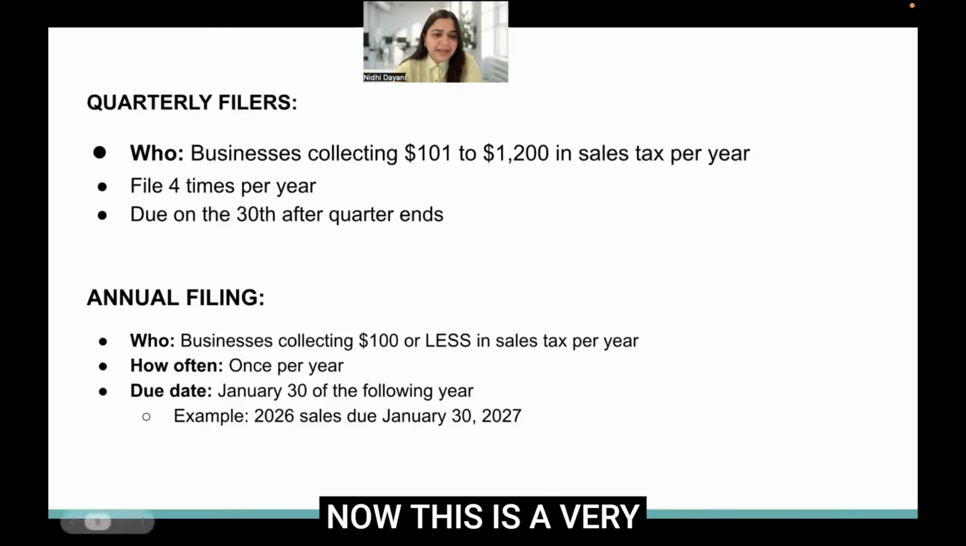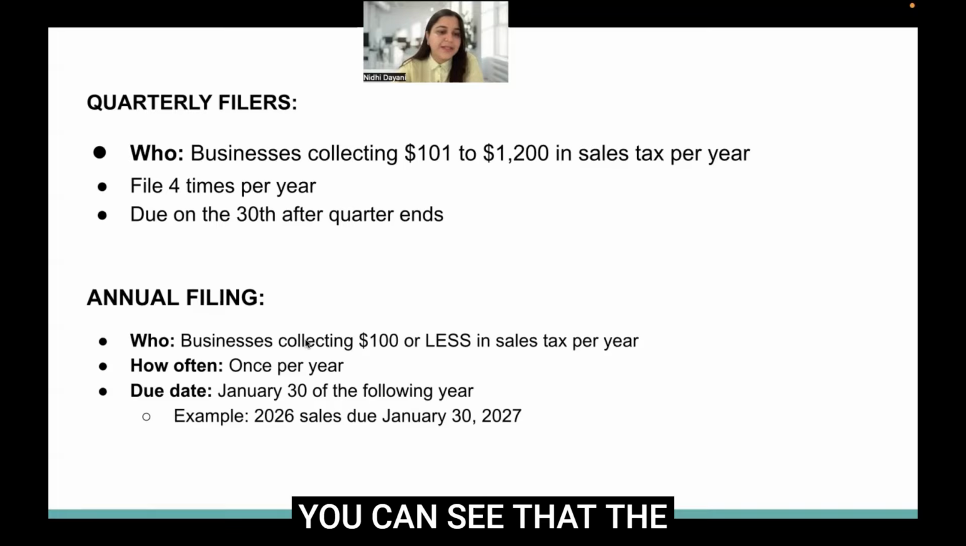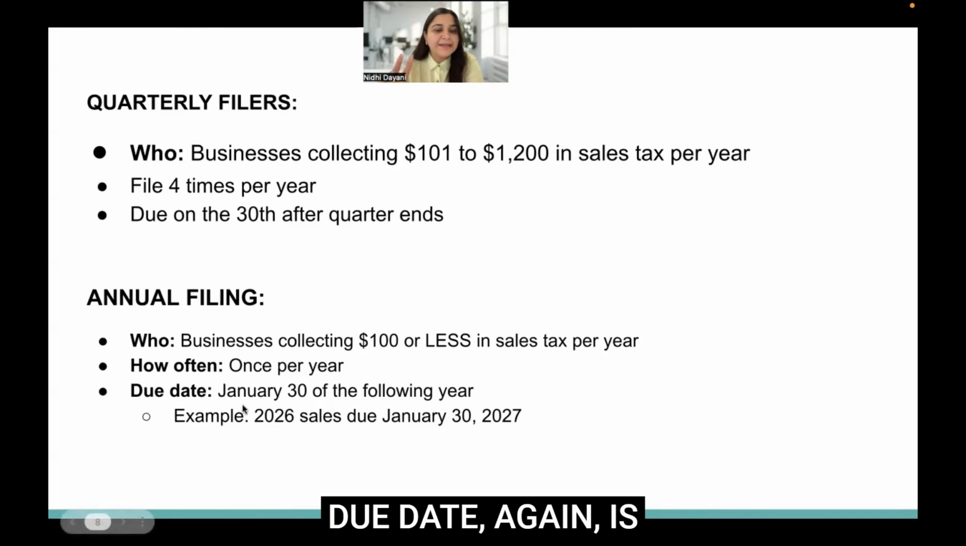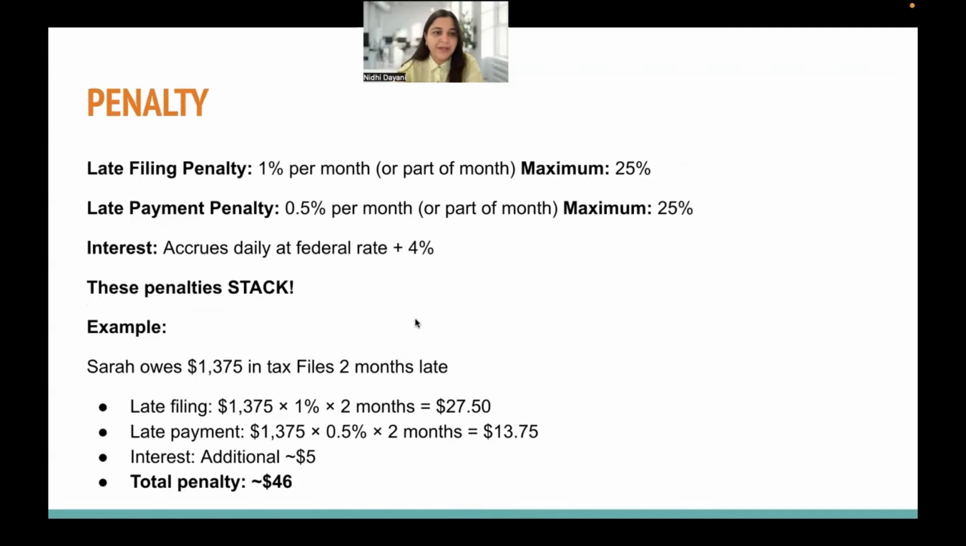Now, this is a very rare category where businesses are just collecting less than $100 in sales tax per year. If it is such a small business, they need to file the sales tax return only once every year. You can see that the due date again is the 30th of the month, but after the year ends. All right. An example is 2026 sales will be due on 30th of January 2027.